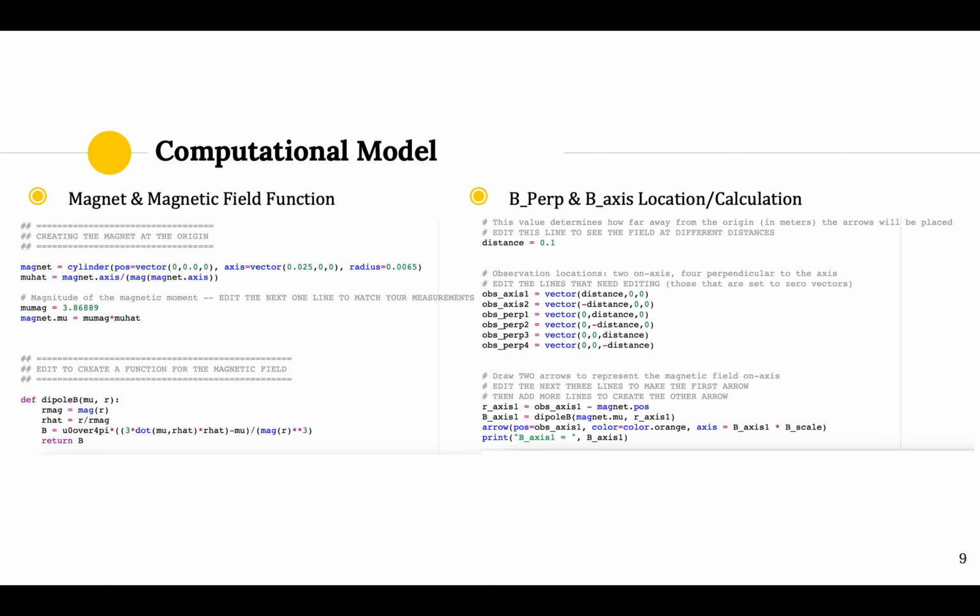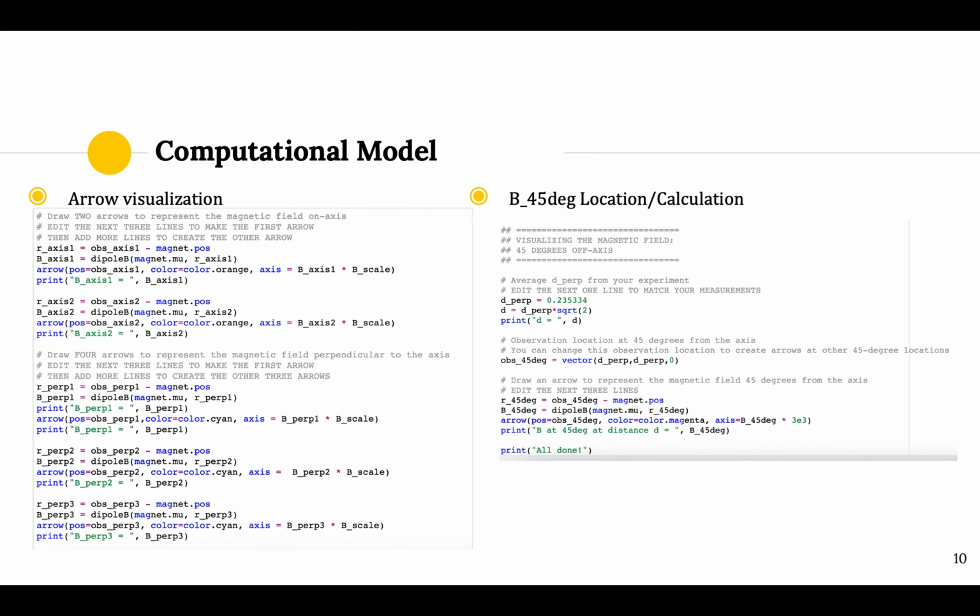So now diving a little bit deeper into the computational model, the first on the left is showing the magnet and magnetic field function. It was edited to create a function for the magnetic field, the defined function of dipole B with mu and r. Next is the B perp and B axis location and calculation that was inputted into the code, as shown in the figure on the right. And then next, moving on to the computational model a little bit more, was the arrow visualization, which is shown by the figure on the left, and the B 45 degrees location and calculation shown by the figure on the right.